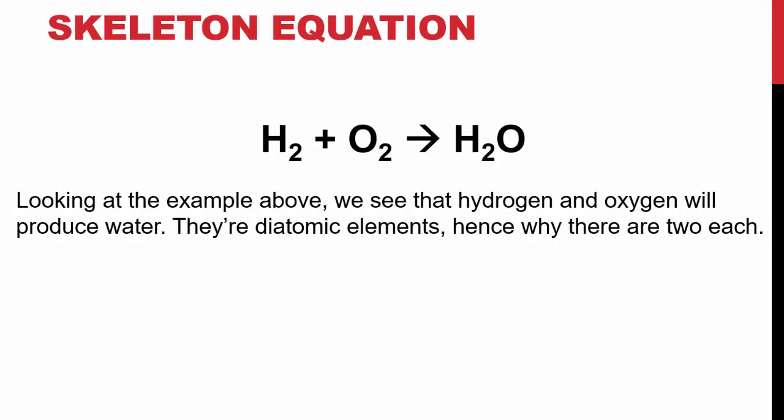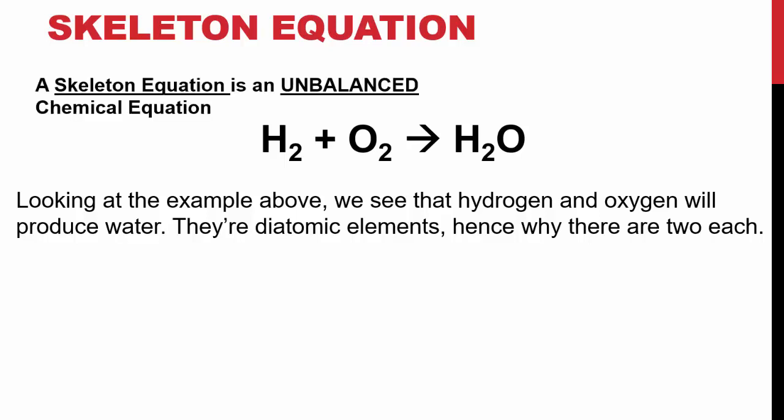So here's an example of a skeleton equation. H2 plus O2 yields H2O. Looking at the example above, we see that hydrogen and oxygen do produce water. They're diatomic elements, which is why there's always 2 of each as a subscript. But you can see that it's unbalanced. The reason why is that there's 2 oxygen on the left-hand side in the reactants, but there's only 1 oxygen atom on the right-hand side.